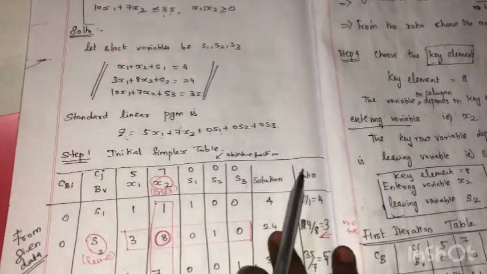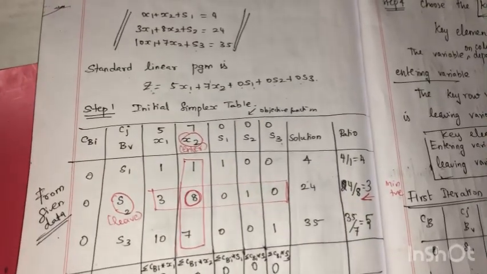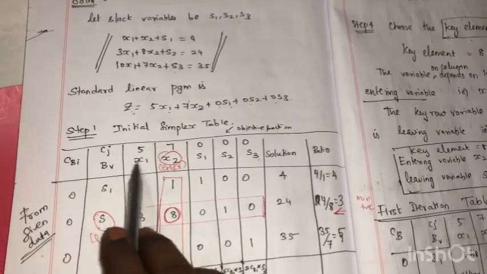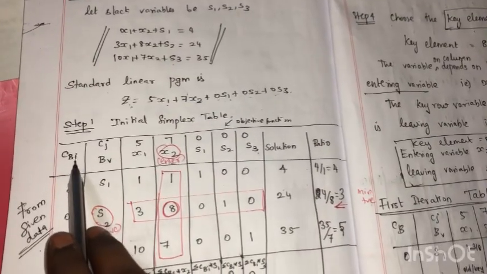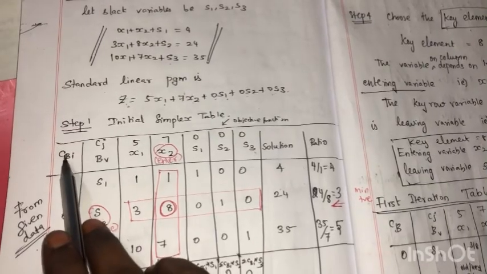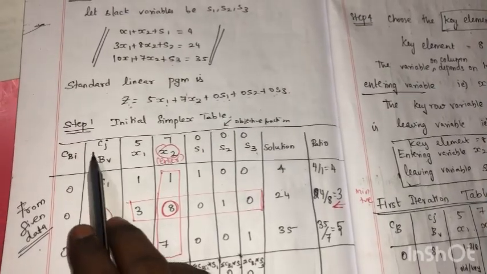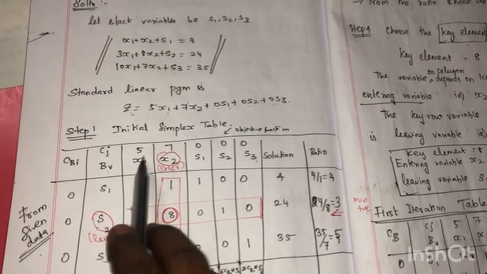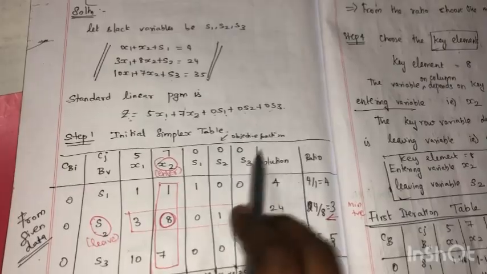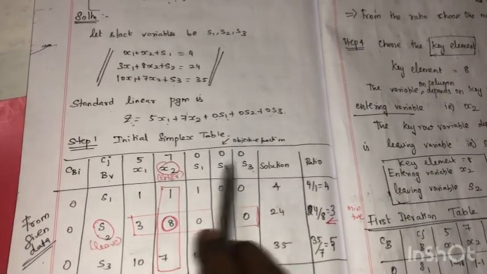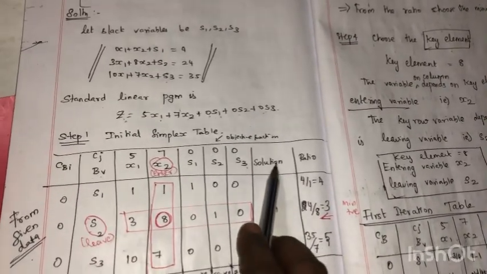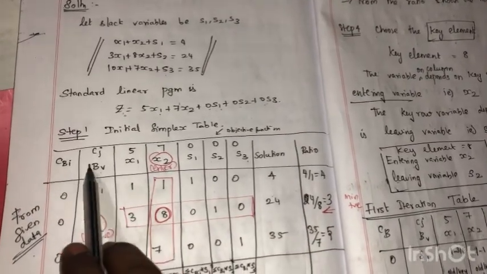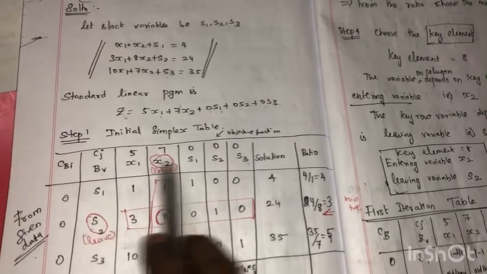Now let's design the simplex table. This is the general format, so it shouldn't change in any iteration. The first columns are CBI, CJ, variable, value, BB, then the variables x1, x2, s1, s2, s3, solution and ratio. So fix this template. It doesn't change for any iteration. Even in the second or third iteration, this doesn't change. Just keep it as it is.